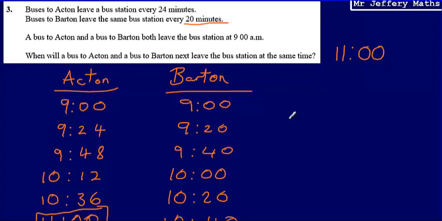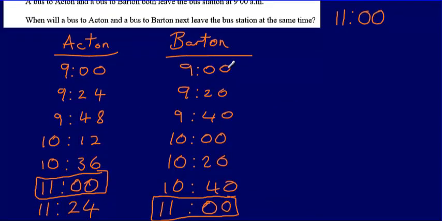The other way that you could think about this is that essentially what I've just done here is I've listed multiples of 20 and multiples of 24. And so I could work out the lowest common multiple of 20 and 24, which would be 120, and then just add on 120 minutes to 9 o'clock, which would be 2 hours. And we can see that that works out in exactly the same way.